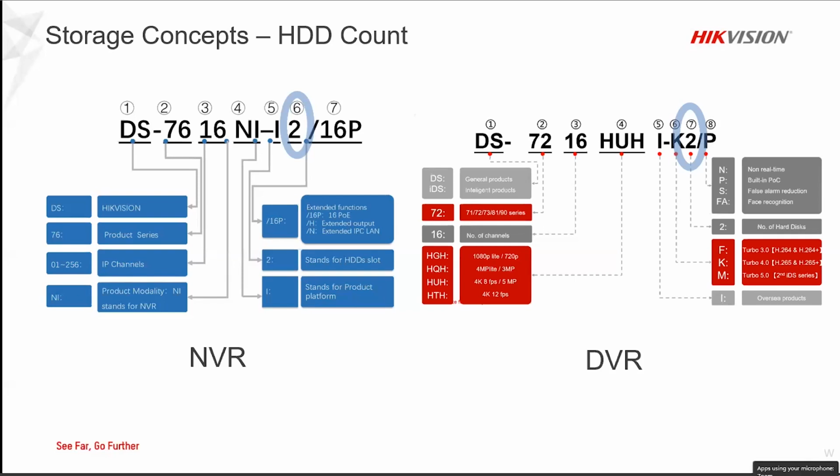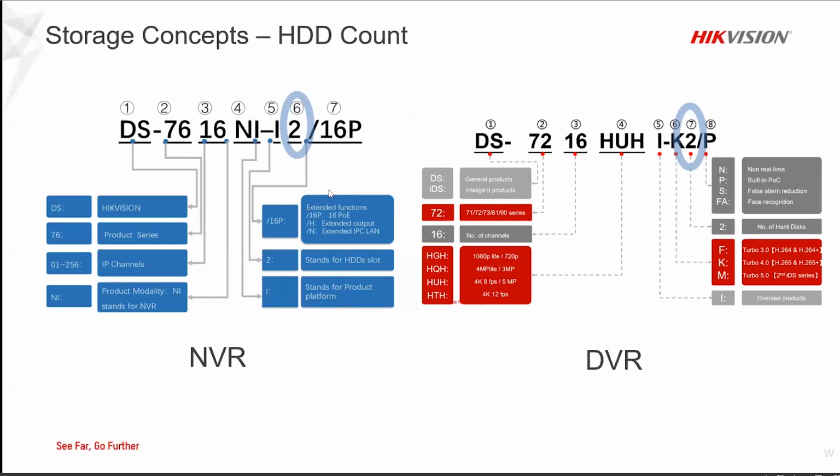So in this naming scheme, the suffix part means after this dash sign. If you are talking about the NVR, it means the 5, 6, 7 digit part. Here, after this dash, you can see an I. It means product platform. So if you are talking about an NVR, there can be Q, K, and I. And after that, you can see the digit. That digit indicates how many hard disks can be integrated into this NVR. So in this case, it would be 2 hard disks in this NVR.